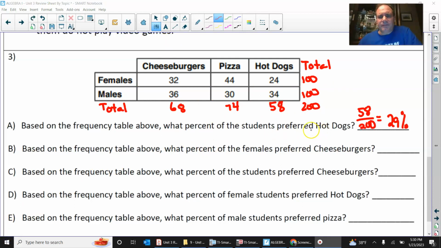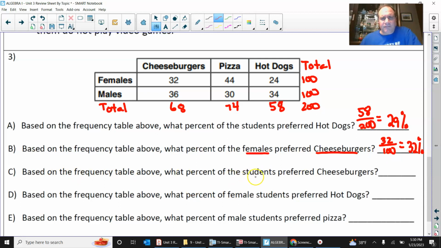All right, what percent of the students preferred hot dogs? 200 students, and 58 preferred hot dogs altogether. Based on a frequency table, what percent of females preferred cheeseburgers? So just on the females, there were 100 females. How many of them preferred cheeseburgers? 32. And over 100, you know that's 32% if you divide it.